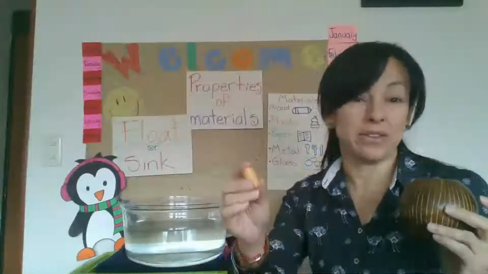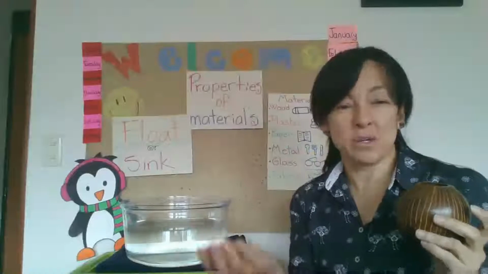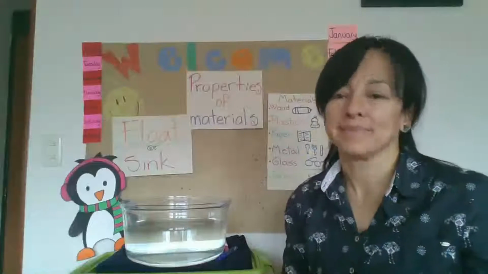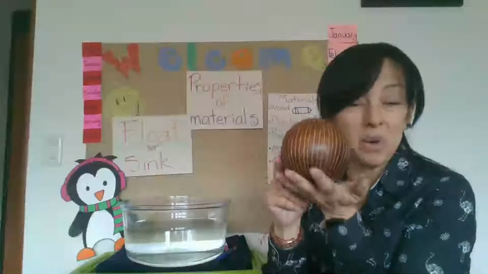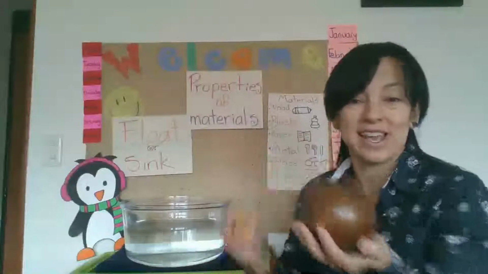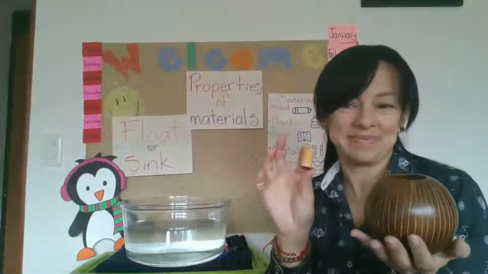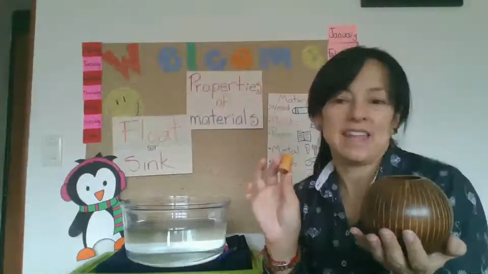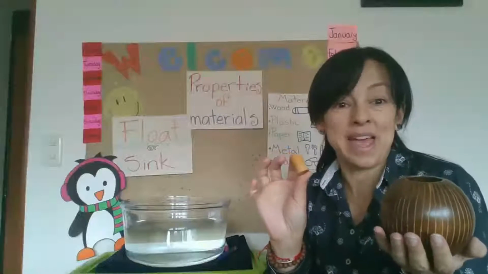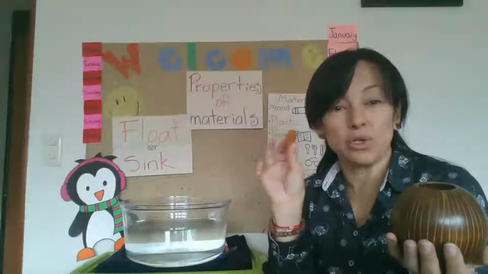Maybe this is made of a heavier wood, right? Yes, this is a big one, but it floats. And this is smaller and it sinks. So it can depend on the type of wood.